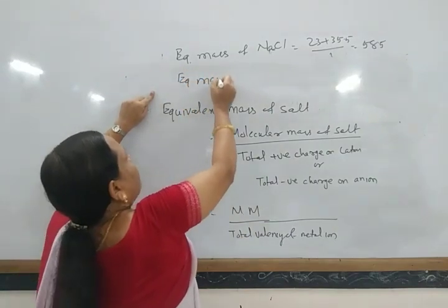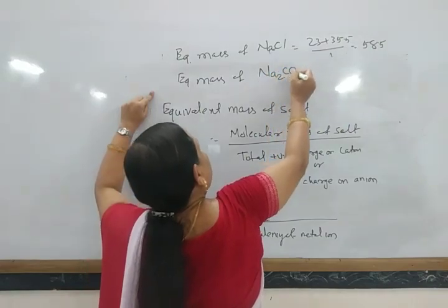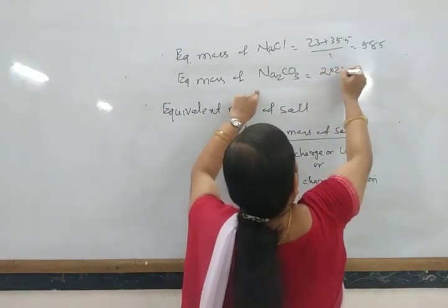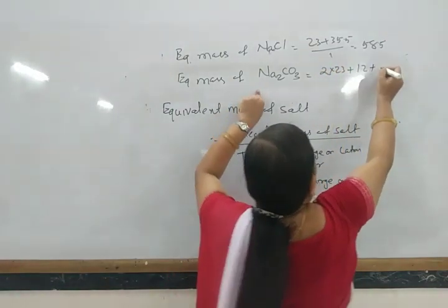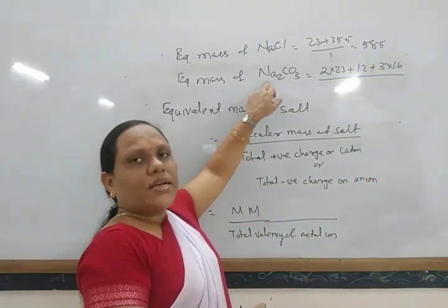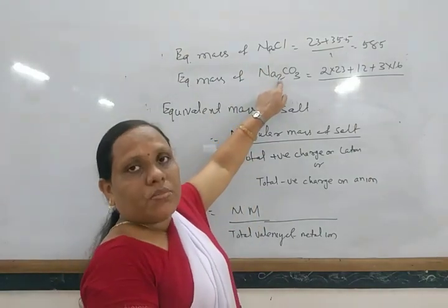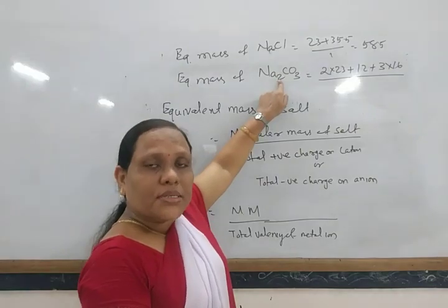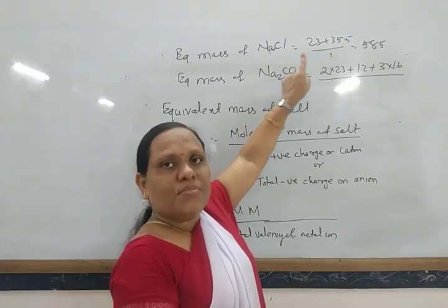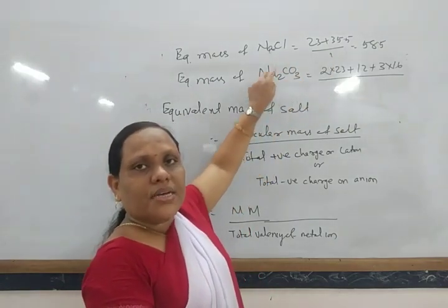Similarly, equivalent mass of sodium carbonate, Na2CO3. So 2 into 23 plus 12 plus 3 into 16, divided by. So here one sodium ion has charge plus 1. There are two sodium ions. In this way, total positive charge is 2 plus. Similarly, carbonate has charge -2. So the total negative charge is -2, and your total positive charge is +2.